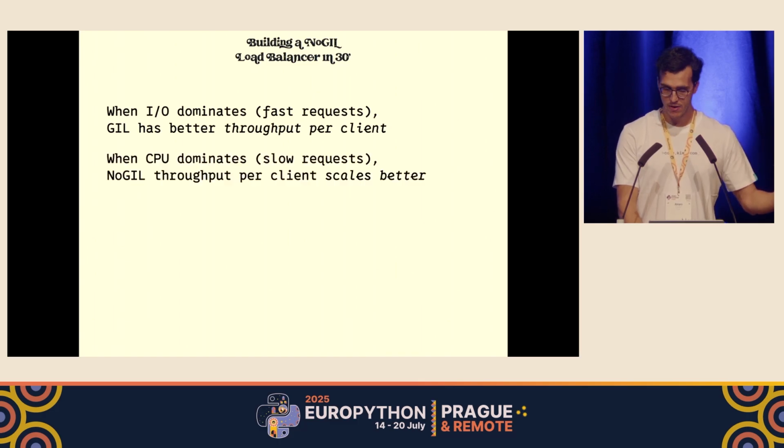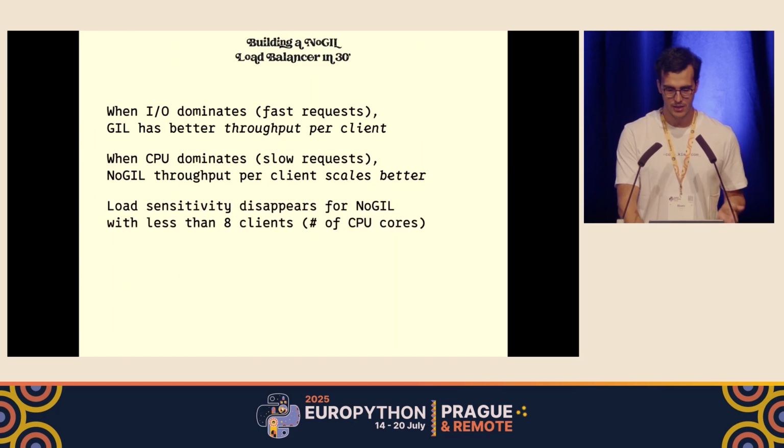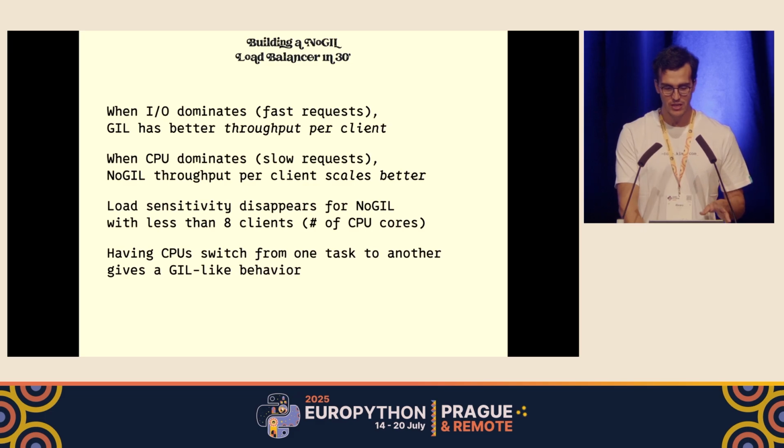So finally, trying to summarize what I've tried to do here is that when I/O dominates, the GIL is way better. But when CPU dominates, like I said, the NoGIL scales better. You have more CPUs at your disposal, and you have the ability to remove that bottleneck out of the way, if that's your use case, which isn't always the case. Load sensitivity disappears as long as I have enough CPUs to serve. If I have more tasks than CPUs to serve, obviously I'm going to have to switch between them. And having the CPUs switch from one task to another gives a GIL-like behavior, even in a no-GIL environment.